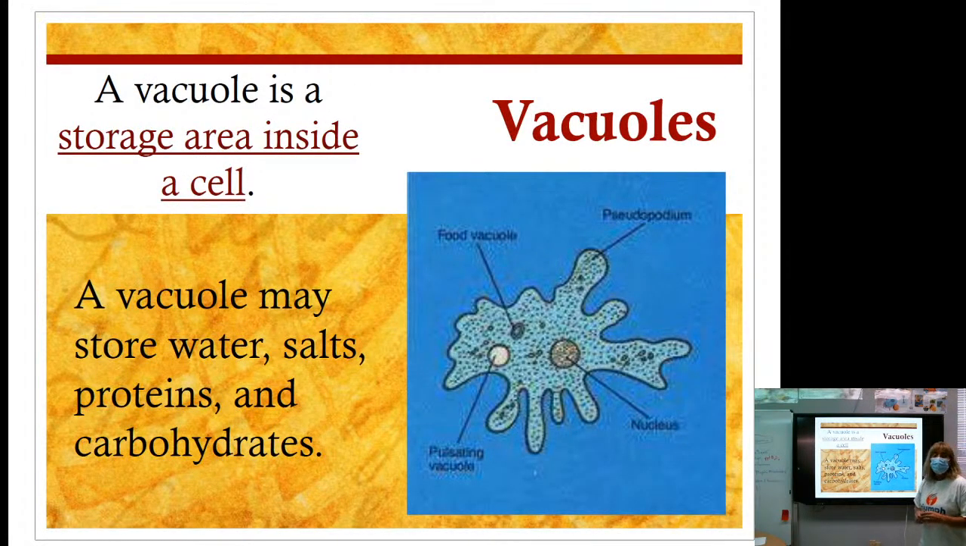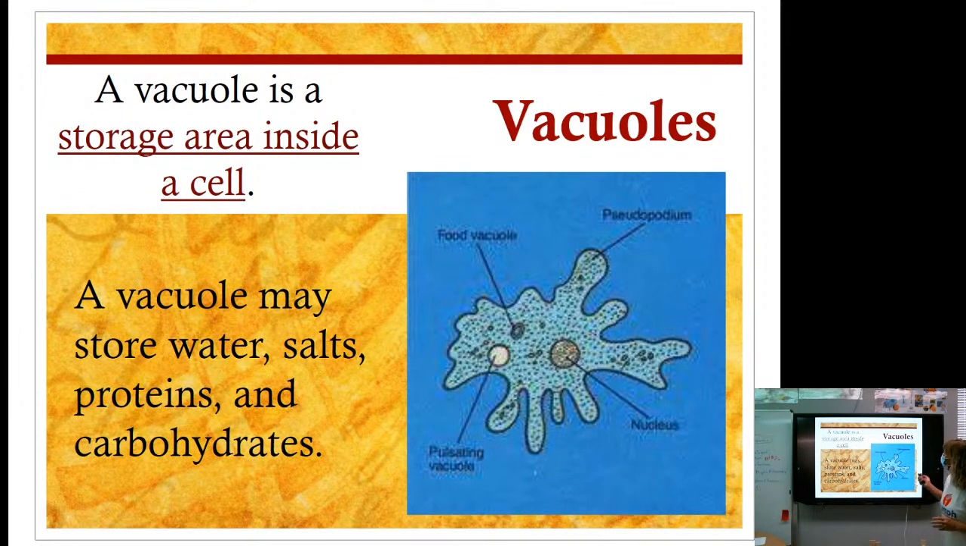Okay, the next one is vacuole. A vacuole is a storage area. It stores water, salts, proteins, and carbohydrates. All cells, as far as animal cells and plant cells, have vacuoles. We will get into the difference between plant and animal cells. Just know that plant cells have a large, big vacuole. Animal cells do not.